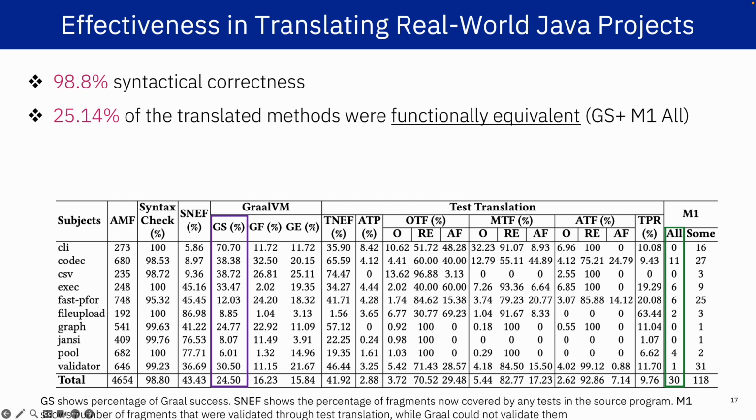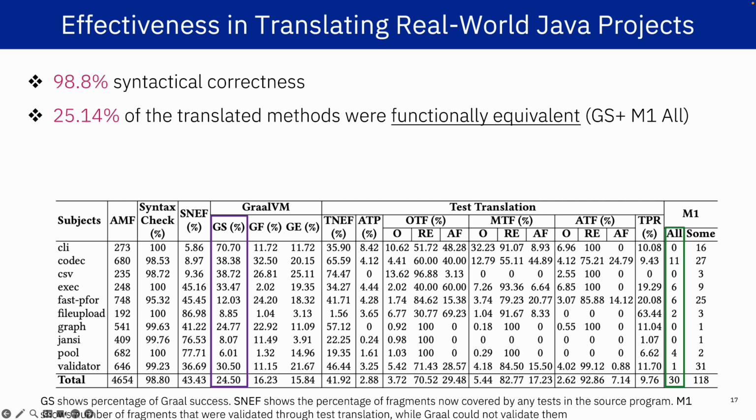It also achieves a 25.14% functionally equivalent score, which is the sum of Graal success and M1 all. So Graal success shows the percentage of fragments for which GraalVM, being our in-isolation validation, achieved success. GraalVM achieving success means that we collected all of the eligible tests and we executed all of them, and if all of them pass, we consider that fragment to be a Graal success.